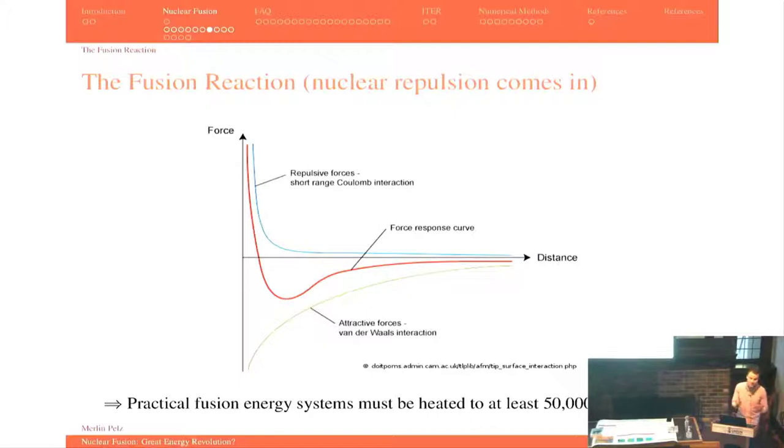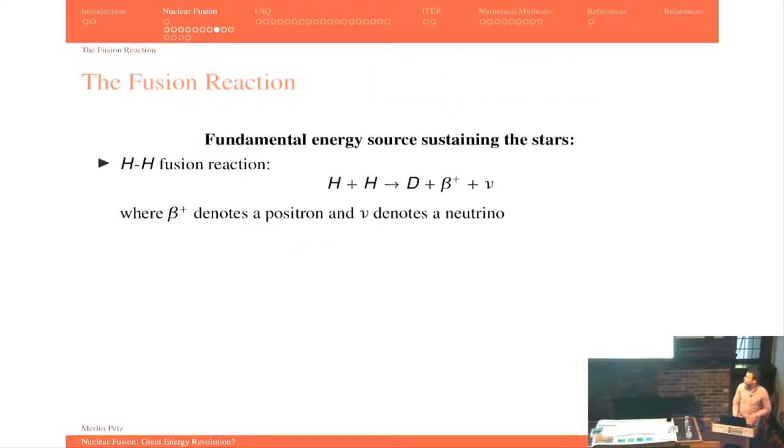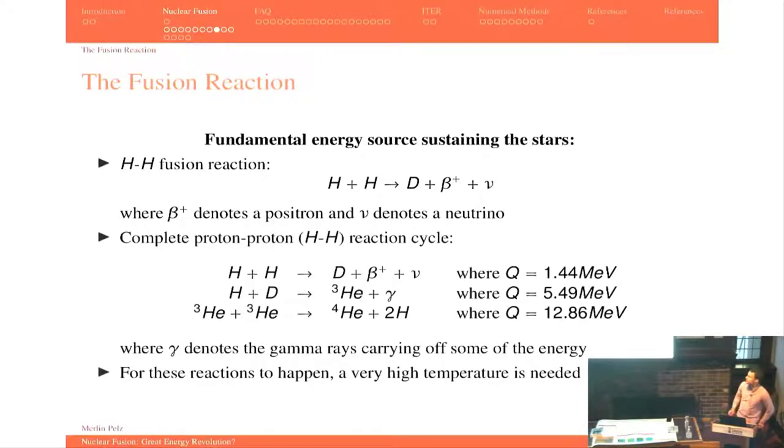And that is what heat is, basically, what we feel: how fast particles are moving. Okay. Now, let's consider in the sun the fusion reaction of hydrogen plus hydrogen, which then creates deuterium plus a neutrino and plus a positron, this beta plus. And the full HH cycle is written down here with these three chemical equations, and with here the energy yield we discovered before.